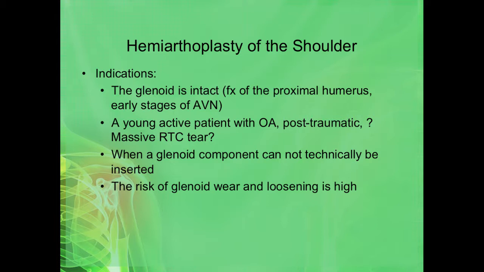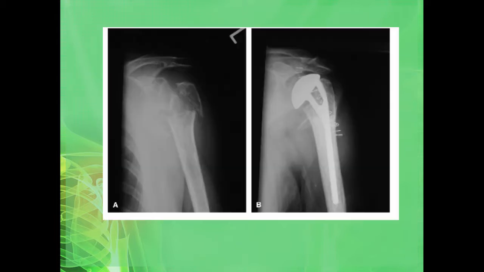Now, if an individual has a glenohumeral joint where the glenoid is degenerated, but they are unable to place a glenoid component, then they may just do a hemiarthroplasty. This could be an individual that has risk of glenoid wear or where loosening of that prosthesis is high. So on the left picture you see a multiple piece fracture of the humeral head that is displaced, and on the right you can see that the humeral head was resurfaced and there's a stem that was placed down within the shaft of the humerus.